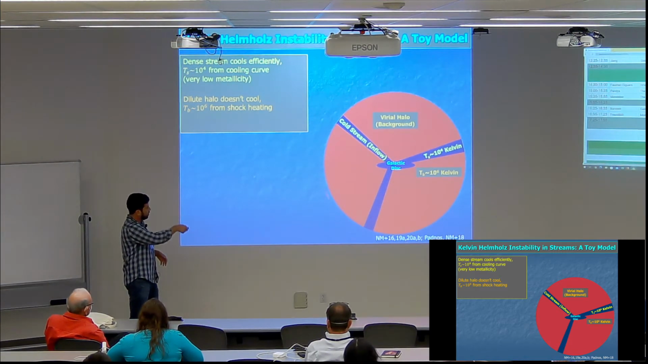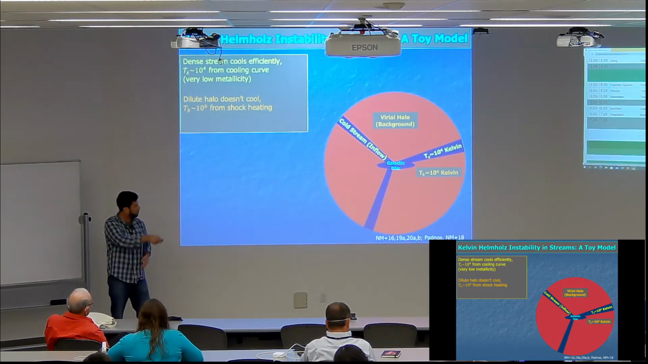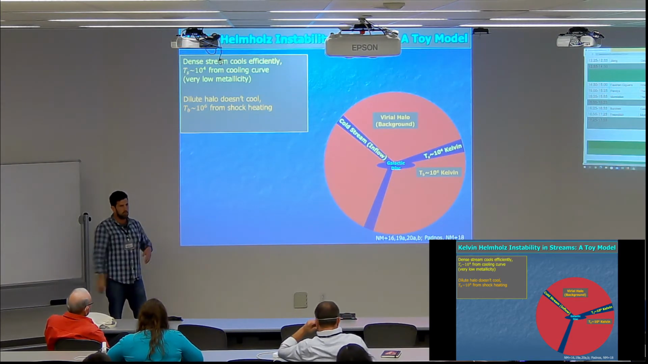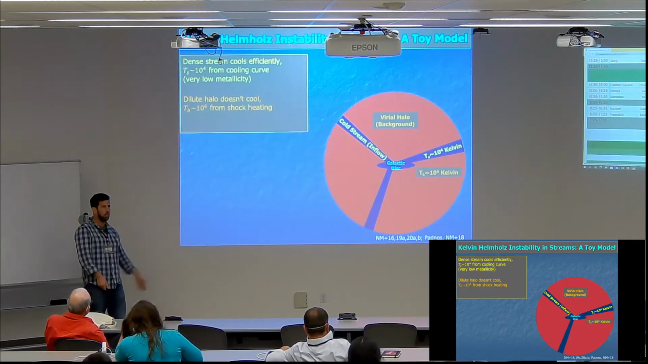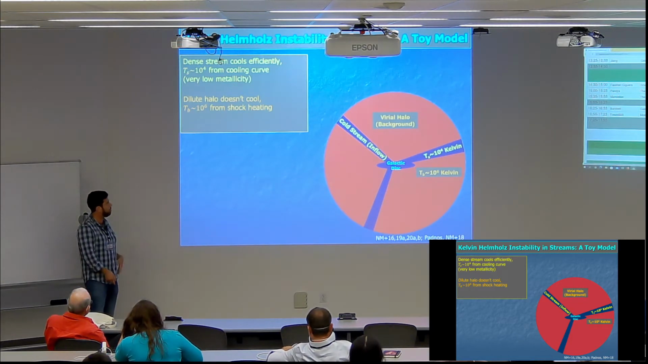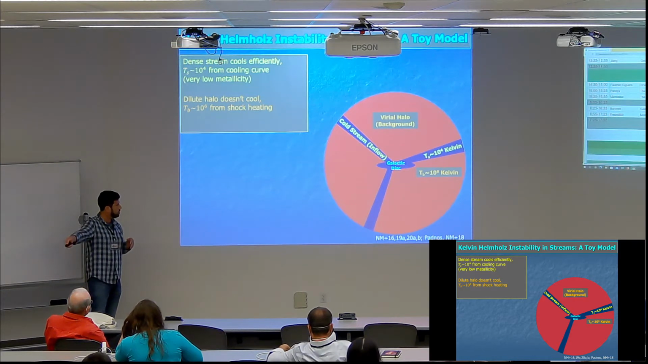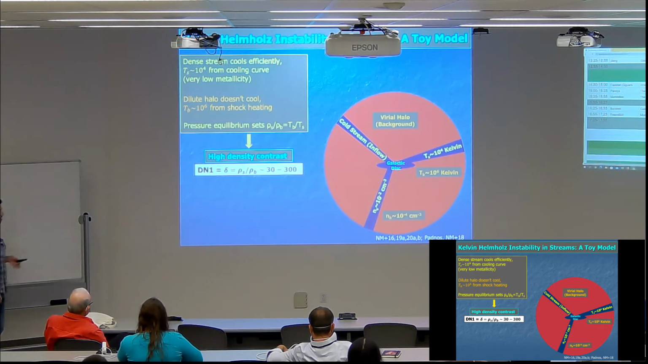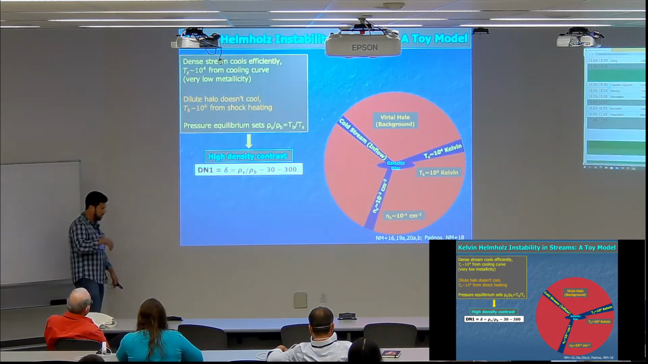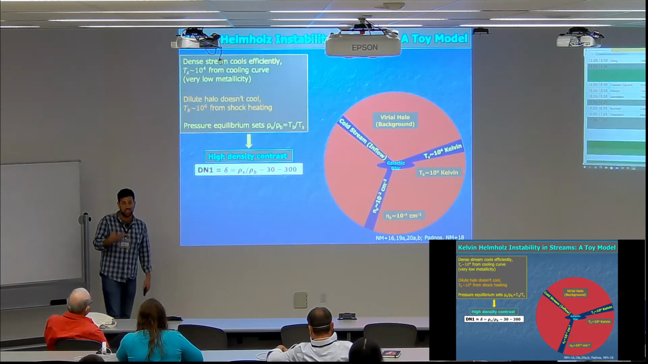Then you have a spherical hot halo, which is in quasi-equilibrium at the virial temperature. We call that the background. Inflowing cold streams have a temperature of about 10^4 Kelvin. That's basically set by the drop in the cooling curve, because these streams are very metal poor. Now, if I assume that the streams and the halo are in pressure equilibrium with each other, I can translate the temperature contrast to a density contrast.